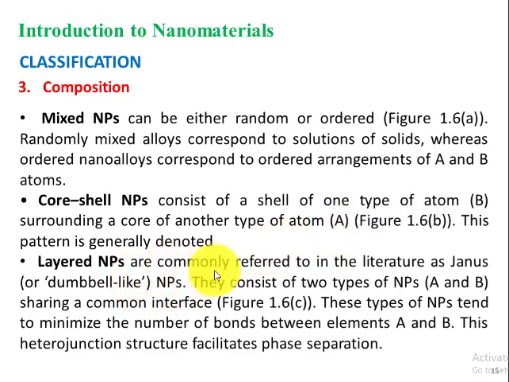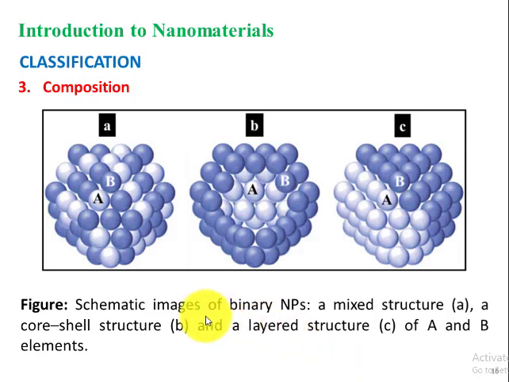Layered nanoparticles are commonly referred to in the literature as Janus nanoparticles. They consist of two types of nanoparticles, A and B, sharing a common interface. This is shown in figure 1.6c. These types of nanoparticles tend to minimize the number of bonds between elements A and B. This heterojunction structure facilitates phase separation. Here is the figure 1.6.